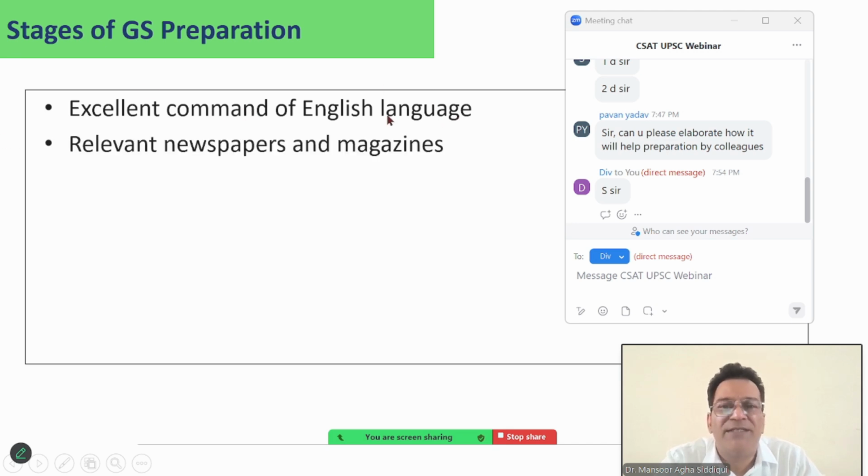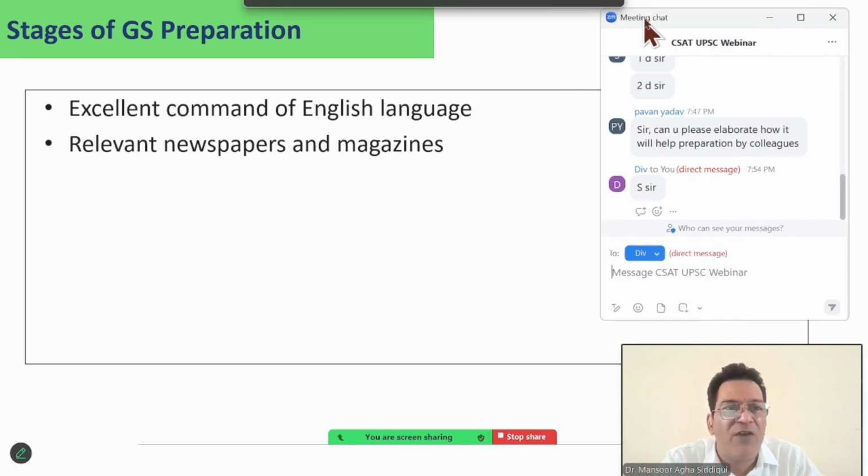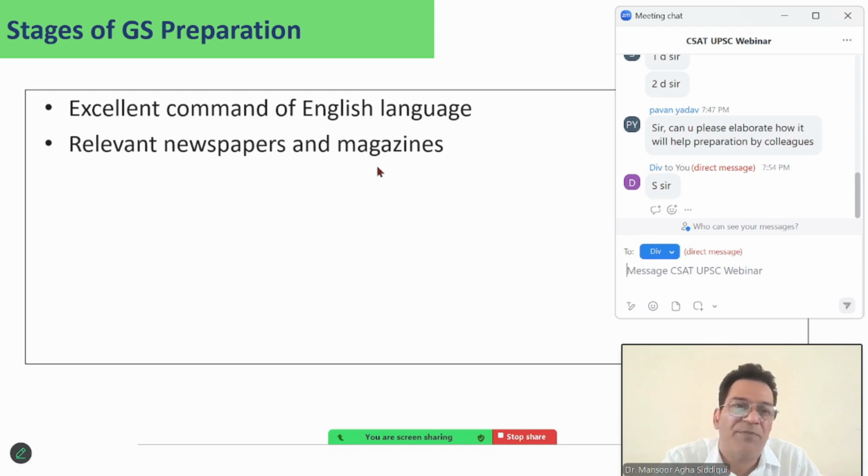Once you have an excellent command of the English language, which is the first requirement, then you need to be somebody who regularly reads the relevant newspapers and magazines. Now, the relevant newspaper in the end is the Hindu. There is nothing else which matches the requirement of the Hindu. But I want to remind you of one more thing about the Hindu.